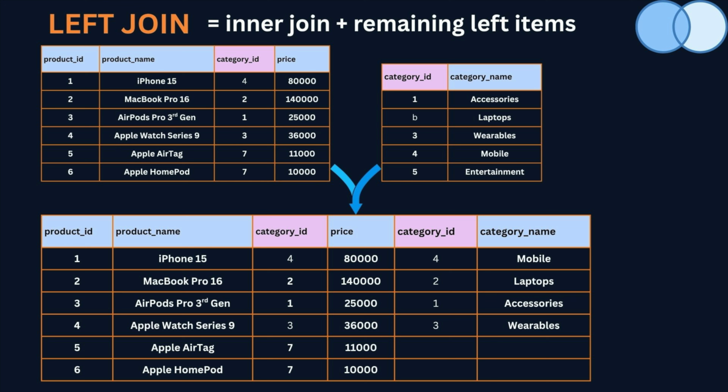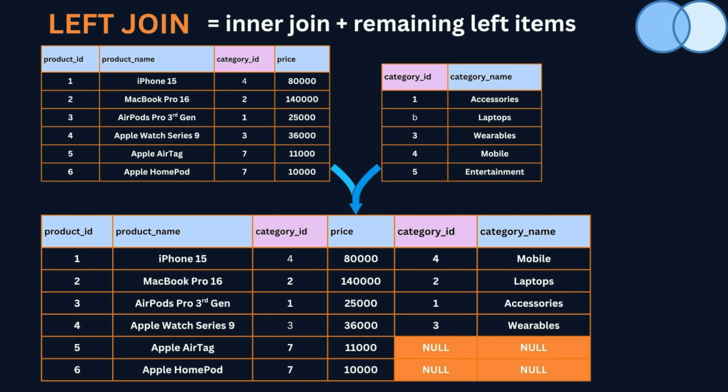And then you look at the categories table, there is no entry for category ID 7. So what happens to the data in the two other columns which are part of the other table, right? So the remaining columns where there is no entry in the other joined table, which is the right table, will be replaced with null values. So in this case, for product ID 5 and 6, the data for the joined result for the columns in the right table will be null.